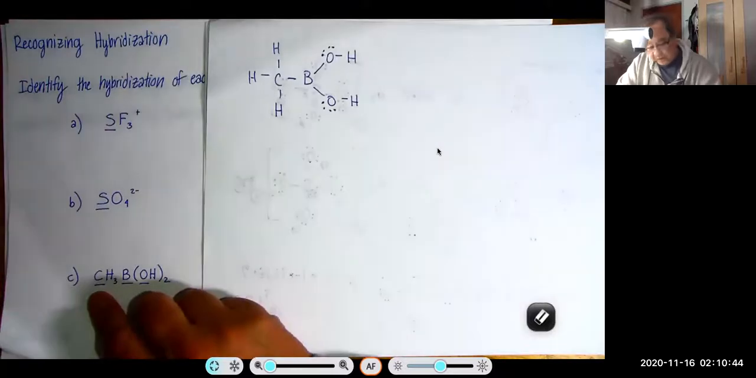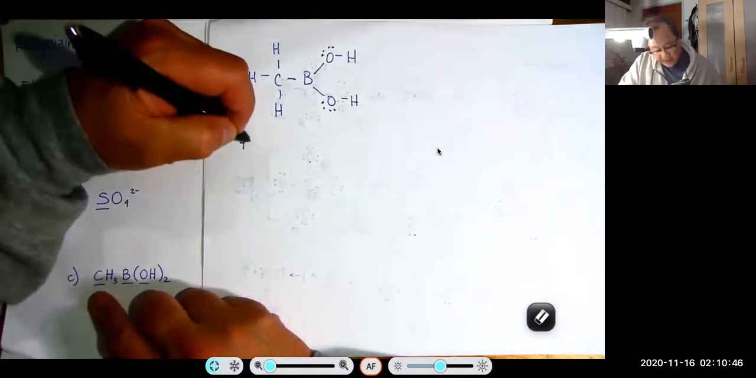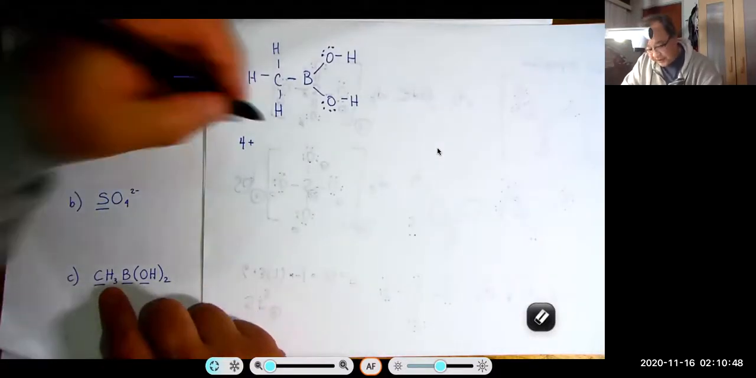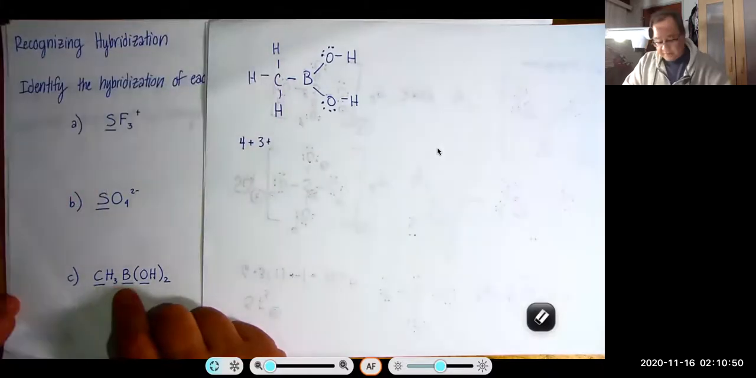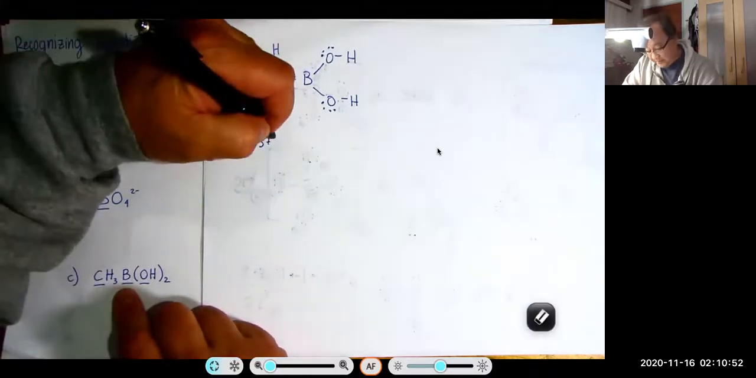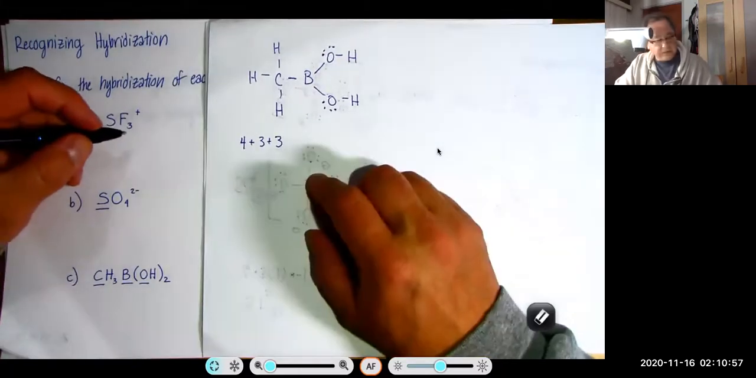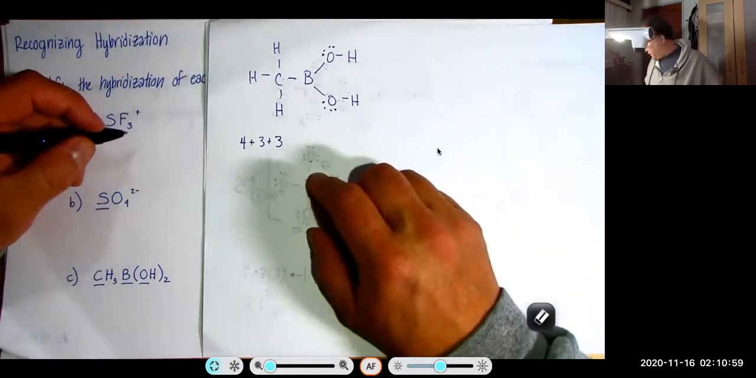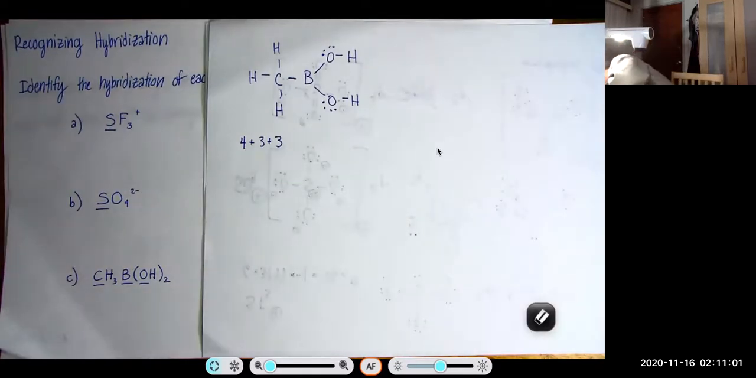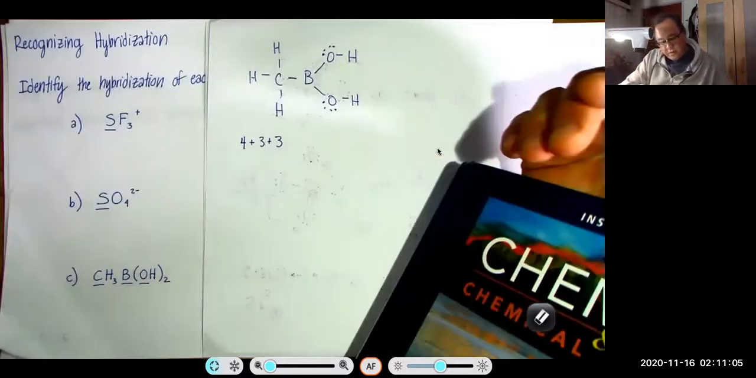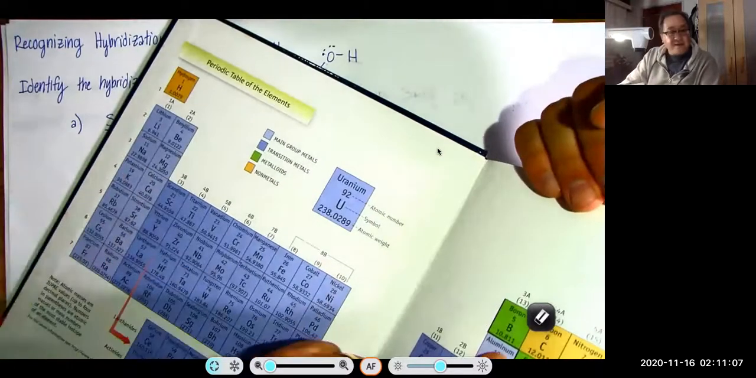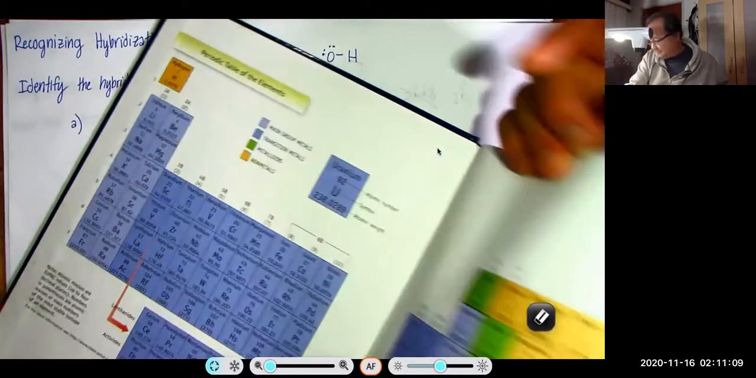How many for a carbon? 4. How many for 3 hydrogens? 3. How many for a boron? Let's see, 3. No, boron. Let's look at the periodic table. Boron's going to have 3 valence electrons, group 3A.